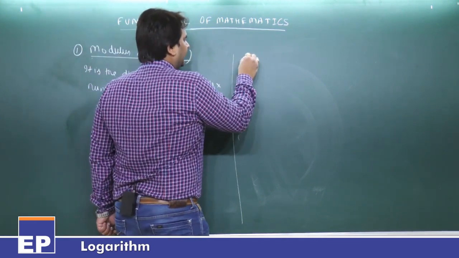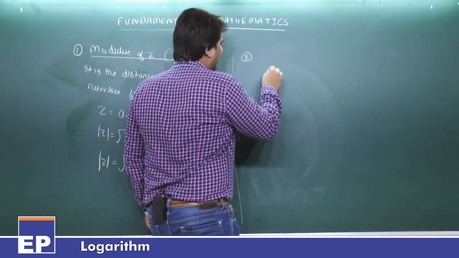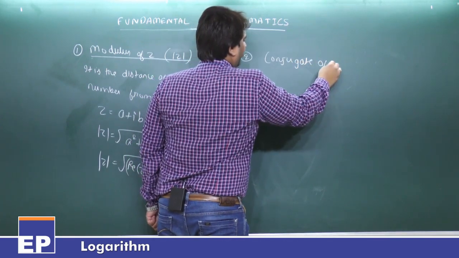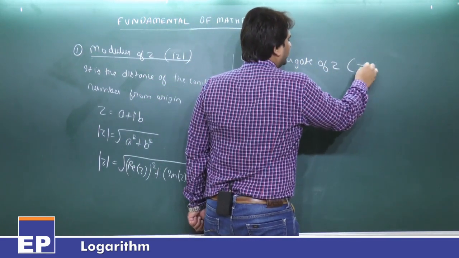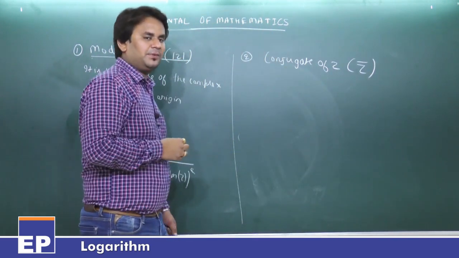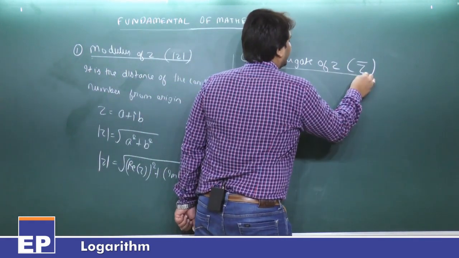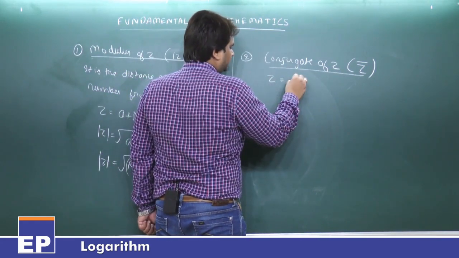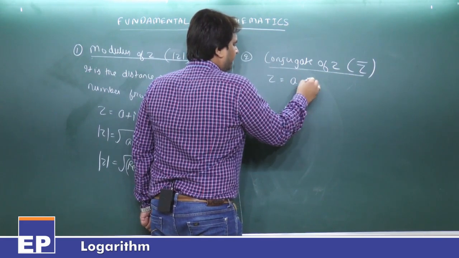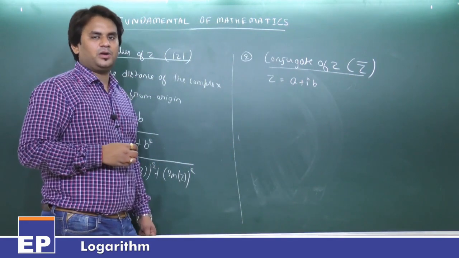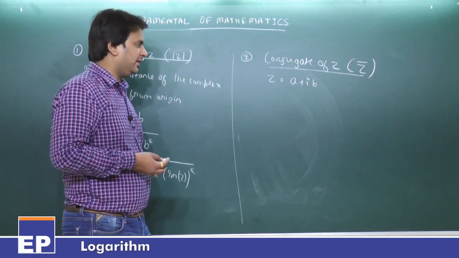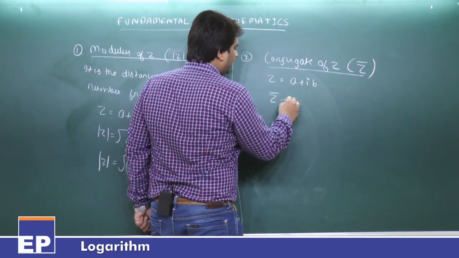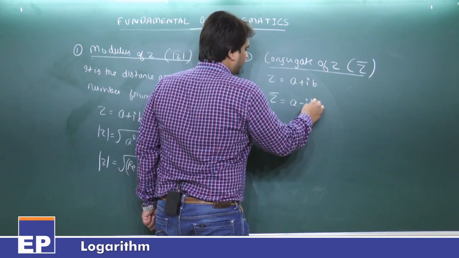Okay. The second thing that you have to remember is the conjugate of z. The symbol to denote the conjugate is z bar. Let us suppose I am taking z equal to a plus iota b, and if I want to find the conjugate of z, then the conjugate of z is given by z bar, and that will be equal to what? a minus iota b.